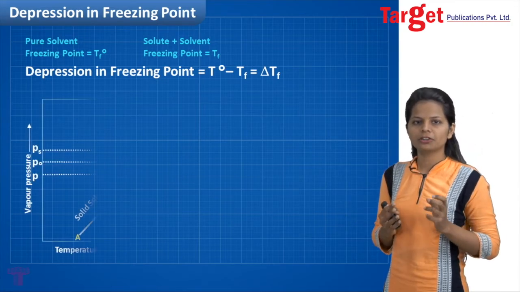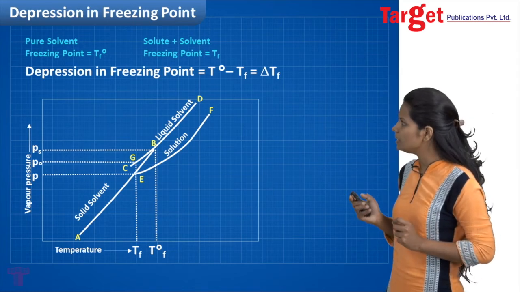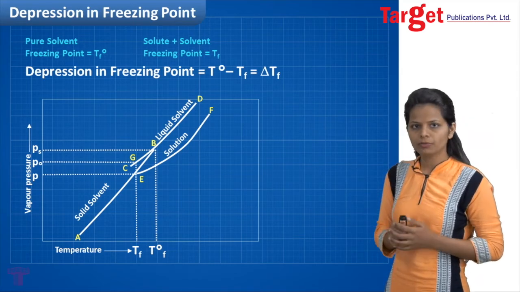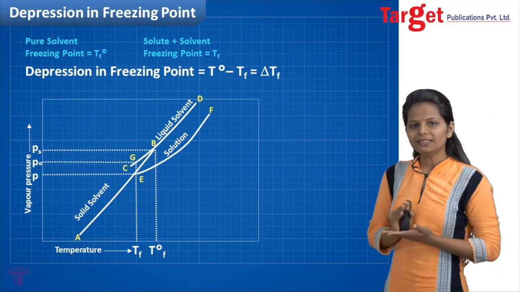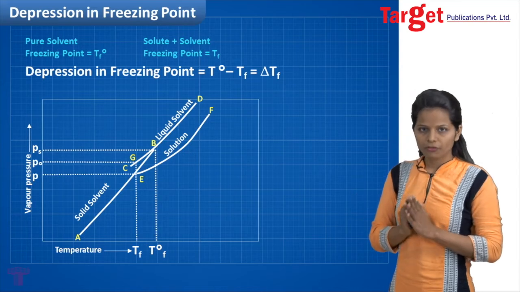Let's just revise what our terms are. Tf is the freezing point of solution. T0f is the freezing point of pure solvent. Now, let's study this graph. On the x-axis, you can see we've taken temperature, and on the y-axis, we have vapor pressure.